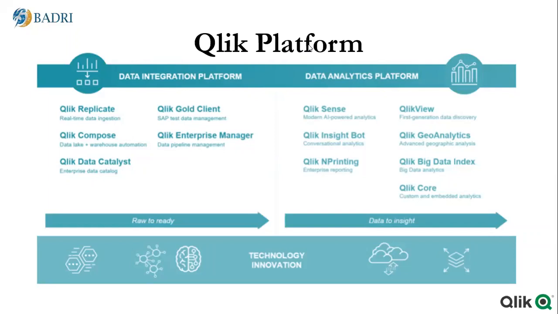Then Qlik also has Qlik Gold Client. It is an SAP-specific solution for data management. And it also offers Qlik Enterprise Manager that provides data pipeline management in a visual manner. For the data analytics platform, Qlik offers Qlik Sense. It is a modern AI-powered and self-service BI platform. Our webinars were based on Qlik Sense. QlikView is the first generation of BI tool for Qlik. Then it also has Qlik NPrinting. With Qlik NPrinting, you can create static reports from your QlikView and Qlik Sense applications and distribute them automatically over emails to multiple recipients.